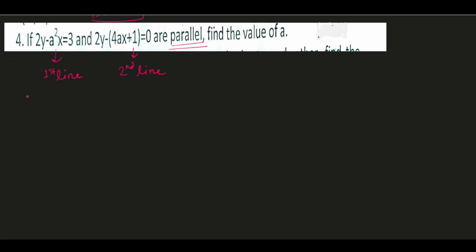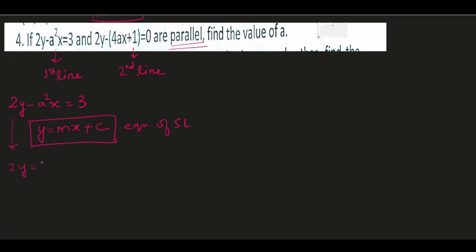So let's write the equation of the line first. 2y minus a square x is equal to 3. Let's rearrange this equation in the form of y is equal to mx plus c. Now let's discuss what this y is equal to mx plus c is. This is the equation of a straight line in the slope intercept form, or we can also say this is the standard equation of a straight line. Okay, so let's rearrange this.